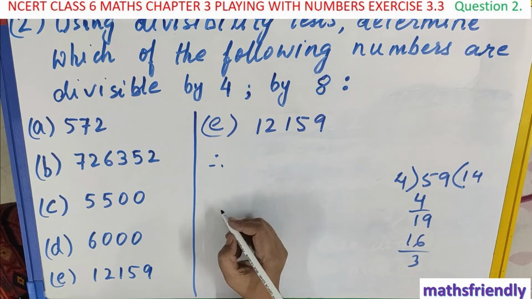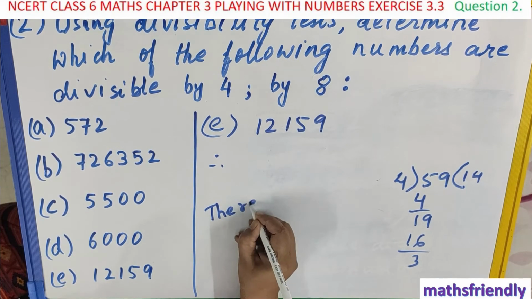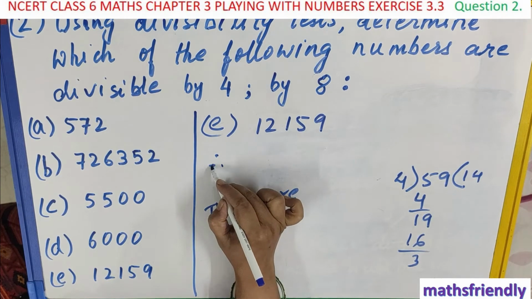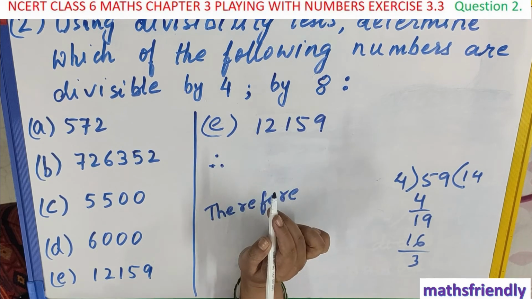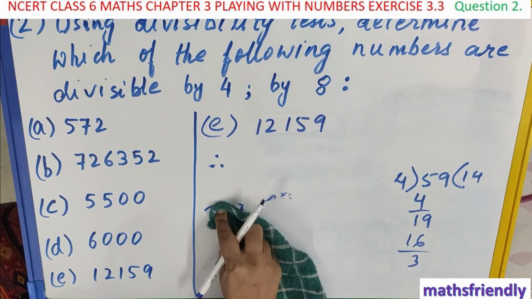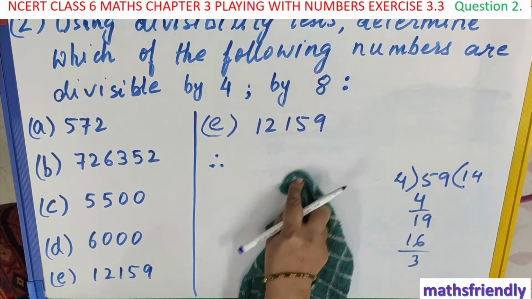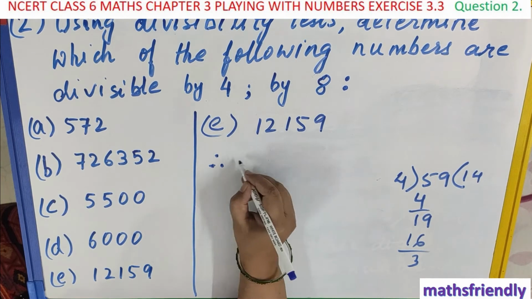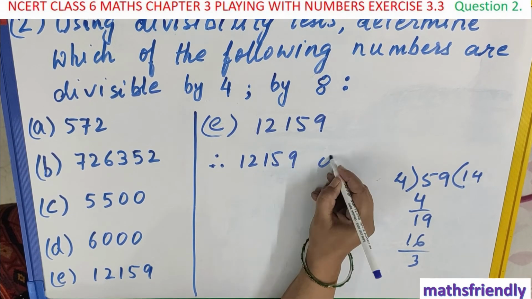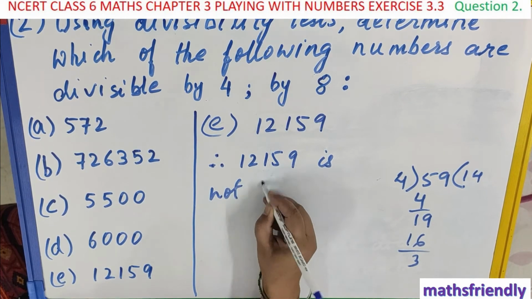See this symbol, therefore, I am writing. It means therefore in maths. Okay, this symbol, two dots will be down and one will be on the top of that. So it means therefore, right? In maths we write it in a short form. So what we can say, therefore 12159 is not divisible by 4.